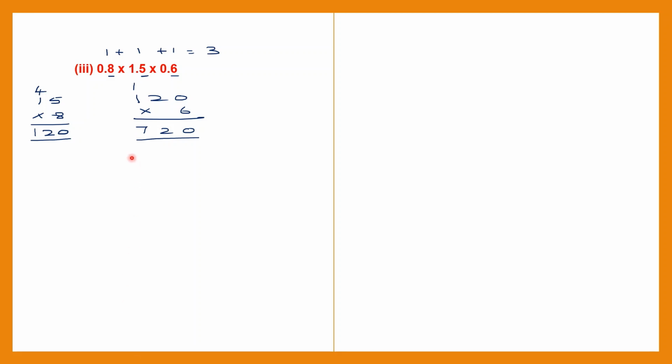So here there should be 3 decimal places. Let's start from the right. So here 1, 2, 3. 3 places. So the point comes here and 0. So what is our final answer? 0.720 or 0.72.